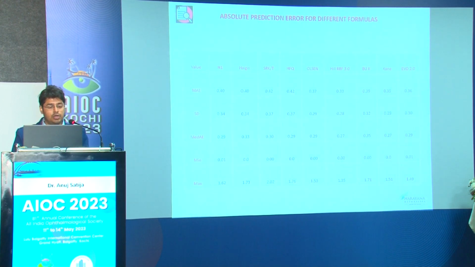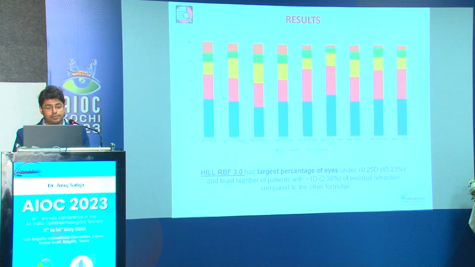This is the table for the prediction errors. As per the study by Holladay et al., since the data was not normally distributed, the median absolute prediction error is what should be used, so we compared on the basis of median absolute prediction errors. The Hill RBF ended up having the highest percentage of eyes with outcomes within 0.25 diopter sphere, along with the Kane and the EVO as well. In all of them, the distribution of the population with the lowest prediction error was with Hill RBF 3.0.